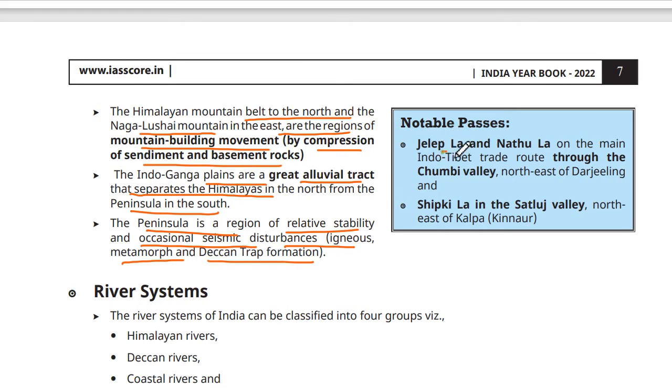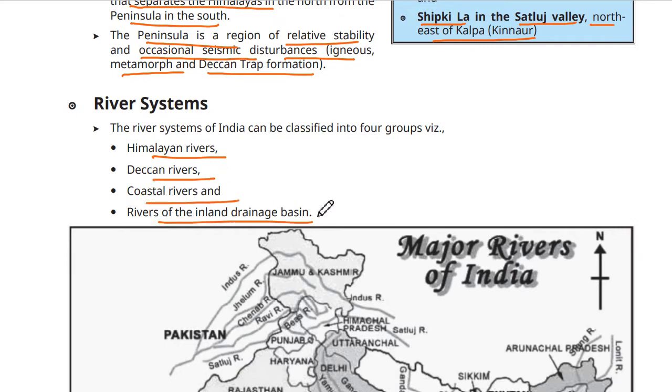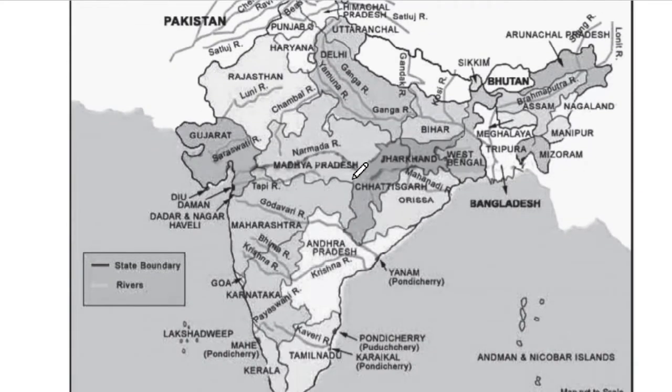Notable passes: Jelep La and Nathu La on the main Indo-Tibet trade route through Chumbi Valley northeast of Darjeeling, Shipki La in the Satluj Valley northeast of Kalpa, Kinnaur. River system. The river system can be classified into 4 groups: Himalayan river system, Deccan river system, coastal river system, rivers of the inland drainage basins.